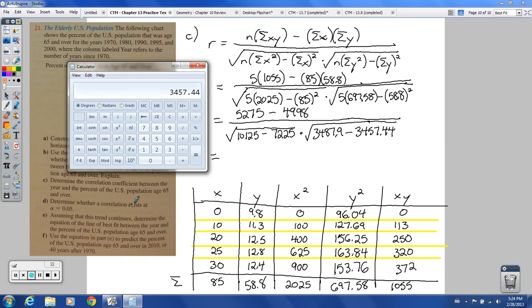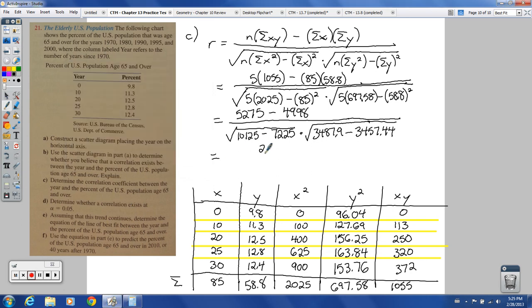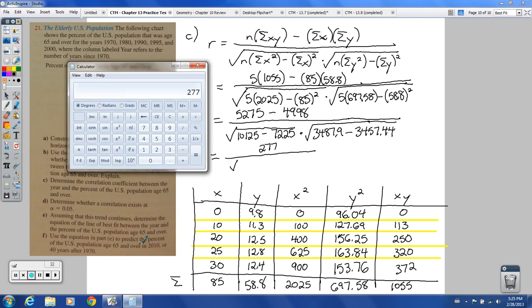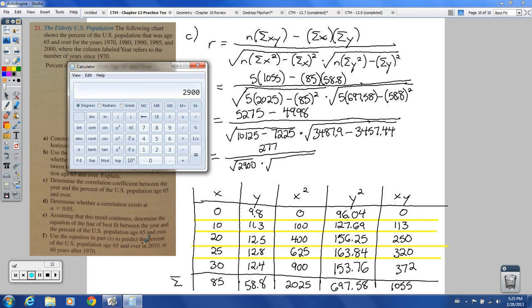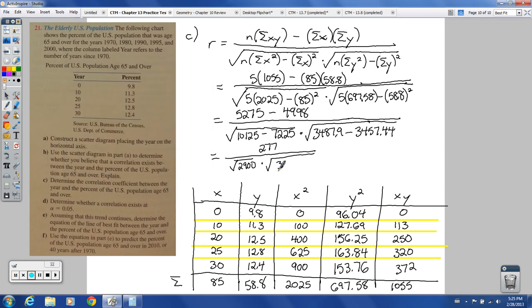And now let's simplify the parts that we have together there. 5275 minus 4998 is 277 on the top. This would be right here, 10,125 minus 7225, 2,900. This times these two subtracted from each other, 3487.9 minus 3457.44, it's 30.46.